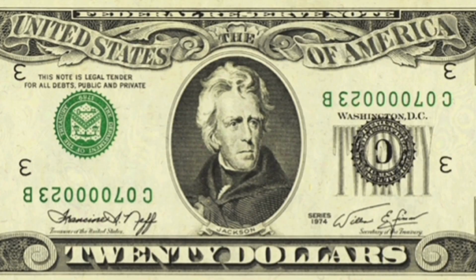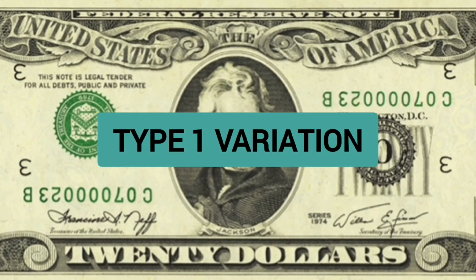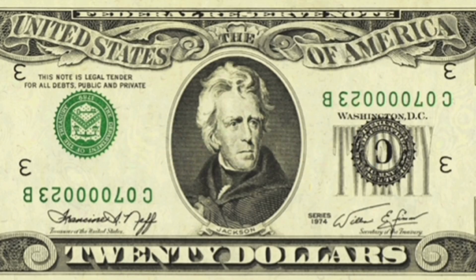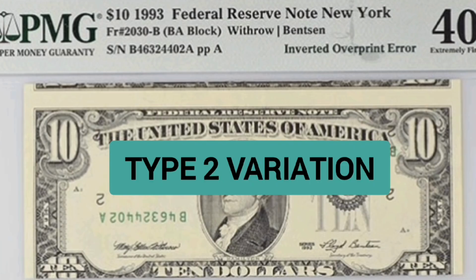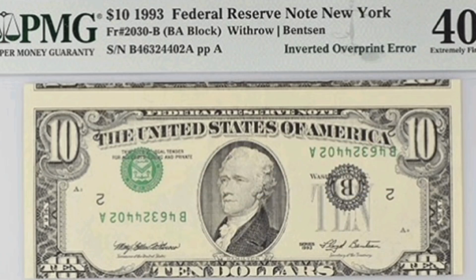Now, one thing to note about inverted overprints, there are two different variations of this error. All of them prior to the Series 1981A are of the Type 1 variation and have the designs on the note, both the front and the reverse, nicely centered and overall printed well. Type 2 inverted overprints started in Series 1981A because they changed during the series in the cutting stages of the notes.